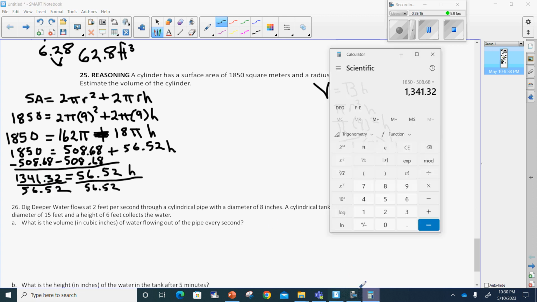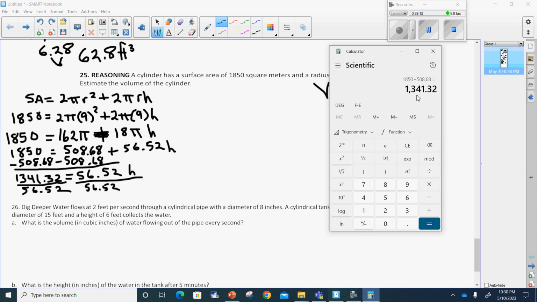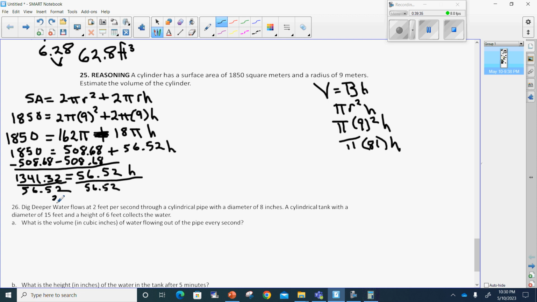All right, let's solve this. We got 1,341.32 divided by 56.52. That equals 23, actually, what about 23.73? 23.73 is equal to h. All right, so now I can replace h over here with 23.73. Multiply it to 81, then multiply it to 3.14.